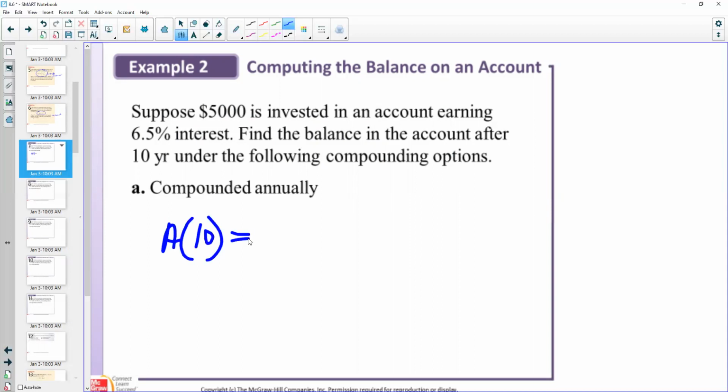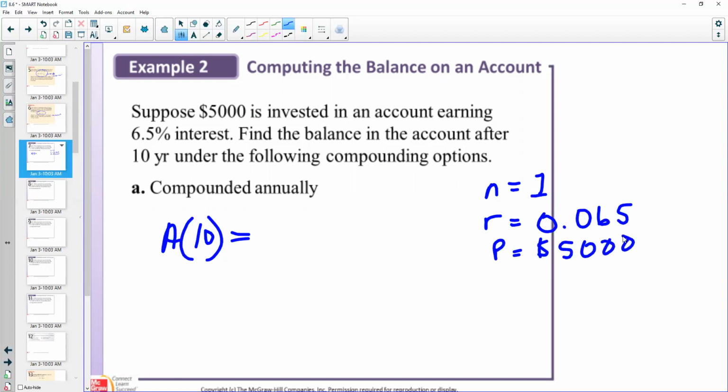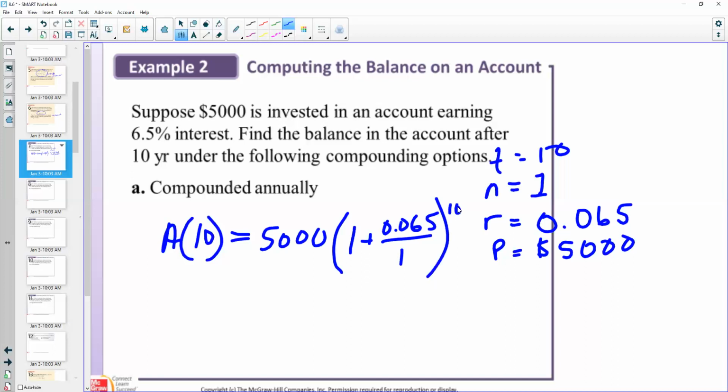The number of compounding periods, my N, is just 1, because it's once a year. My rate is 6.5% as a decimal, 0.065. The principal I started out with was $5,000. I have all my values because I know time is 10 years. So I'm going to write $5,000 times 1 plus 0.065 over 1, to the power of time, 10, or 10 times 1, technically.